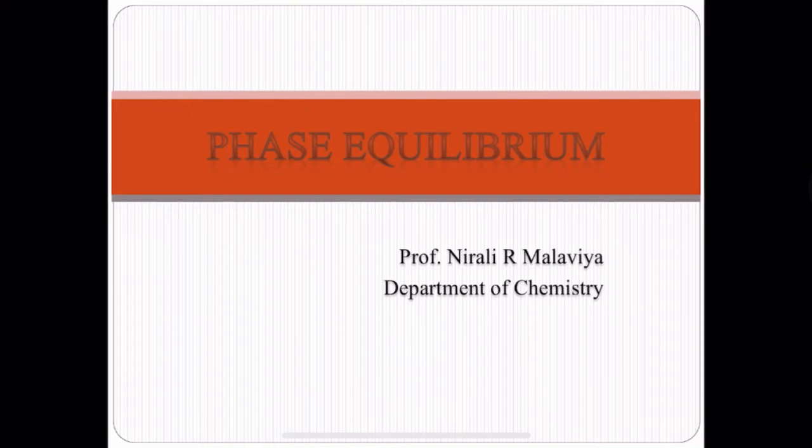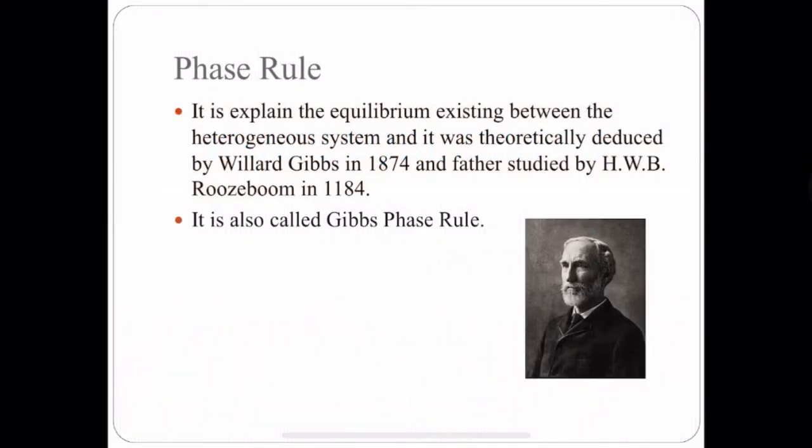Move on. What is degree of freedom? Degree of freedom depends upon variables like temperature, pressure, composition, or concentration. It is denoted by F. If the degree of freedom is 0, 1, 2, 3, we can say this system is zero variant, univariant, bivariant, trivariant, right? So let's start phase rule.